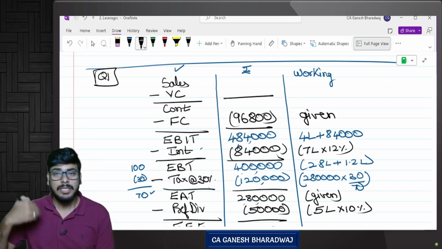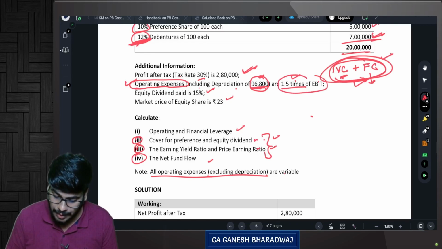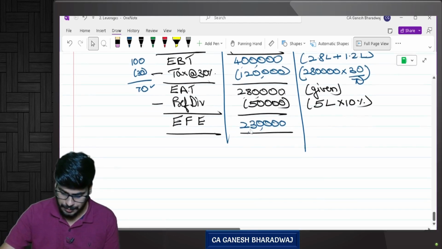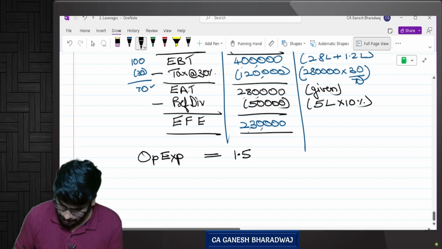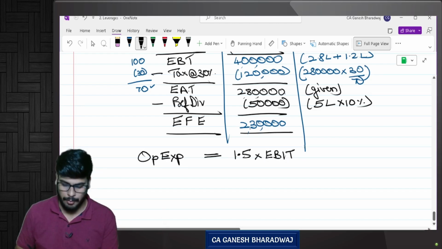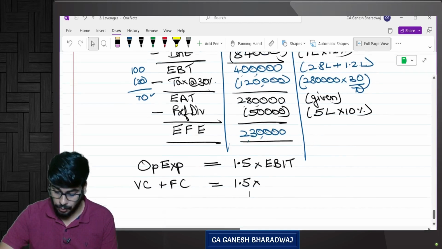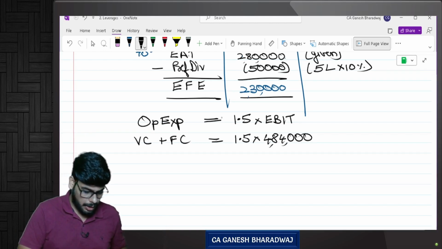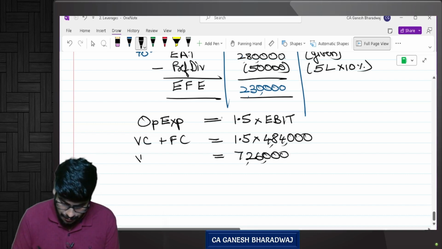Yes. Now, the remaining components, how can we find out? Very simple. The total of variable plus fixed cost is 1.5 times the EBIT, given in the question. How much is the EBIT? The EBIT is 4,84,000, correct? So operating expenses is equal to 1.5 times EBIT. Operating expenses is nothing but variable cost plus fixed cost. Now 4,84,000 into 1.5, how much is this? This is going to be 7,26,000.